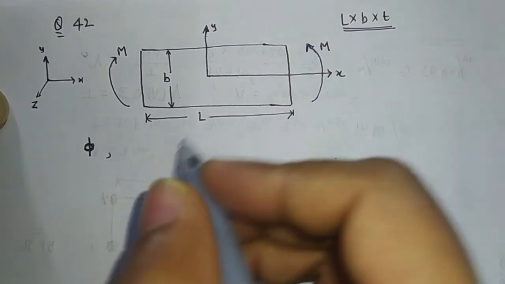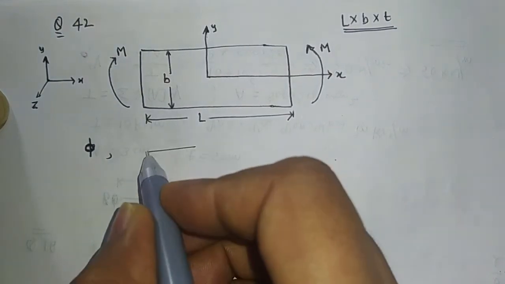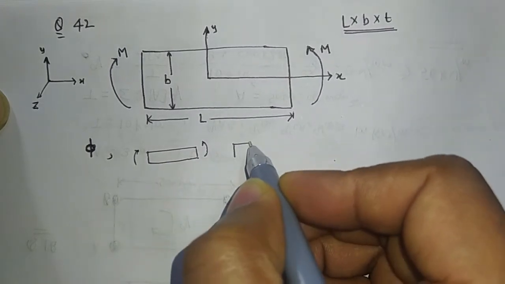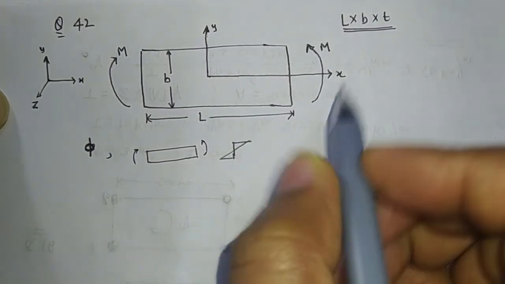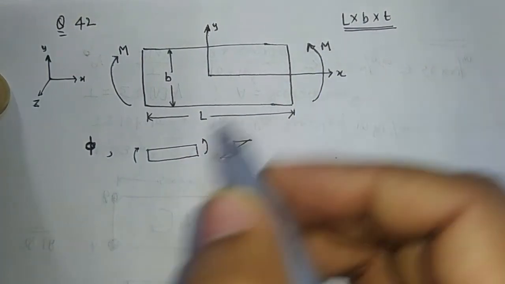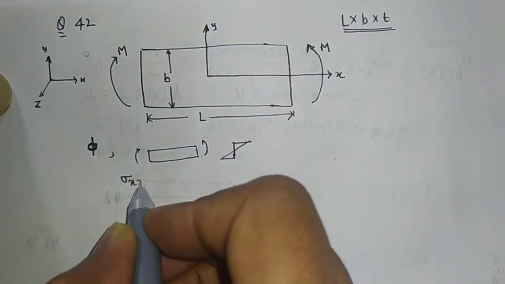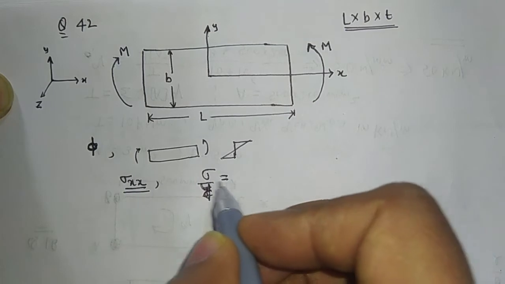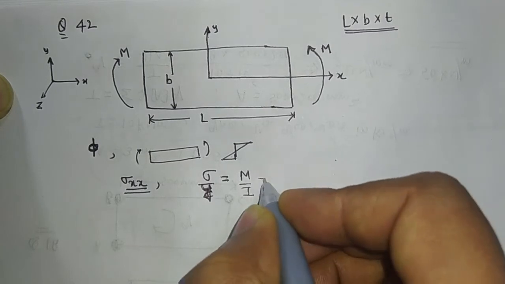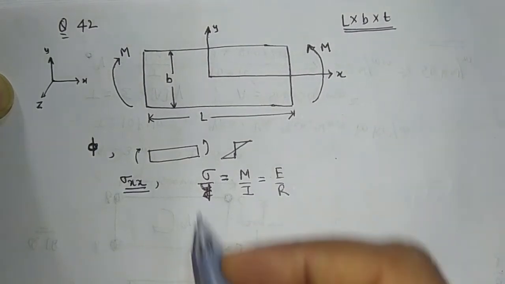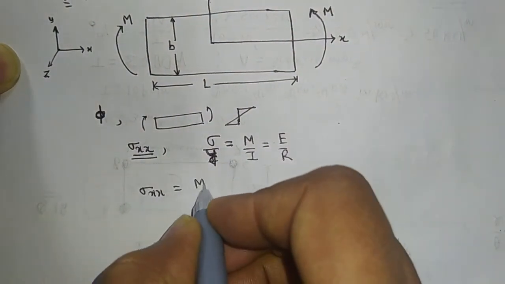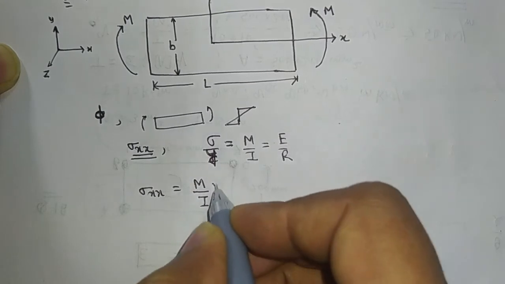This type of bending moment, as we know in the case of bending of the beam, will produce a stress along the x direction according to this coordinate system. So this type of loading of moment M will produce the stress in x direction. The stress formula due to bending is sigma upon y equals M by I equals E by R. So the stress in x direction will be equal to M by I into y.